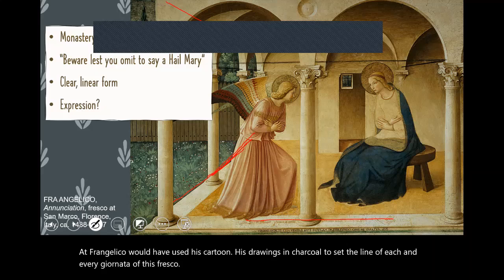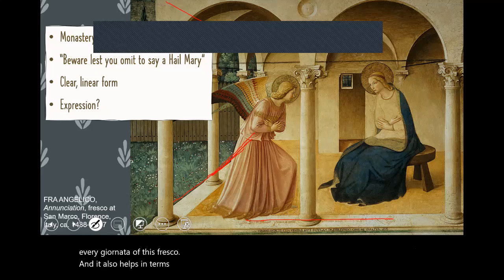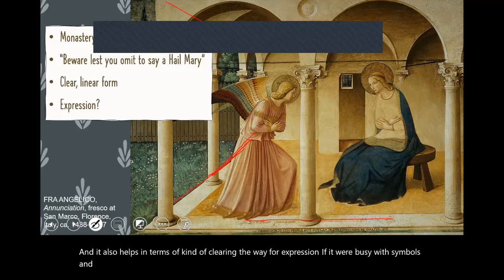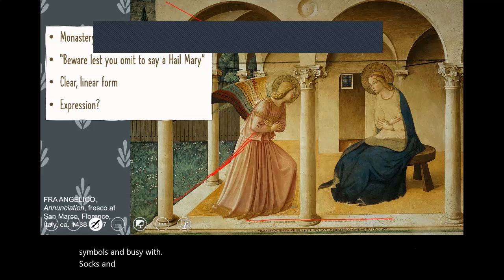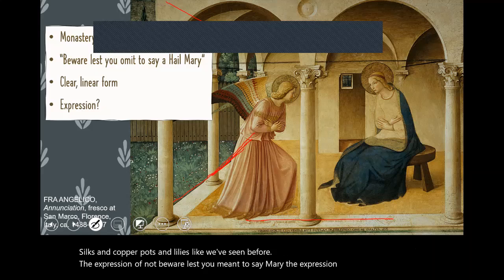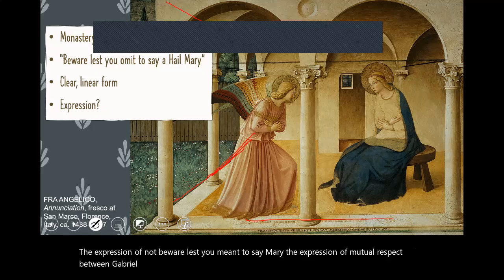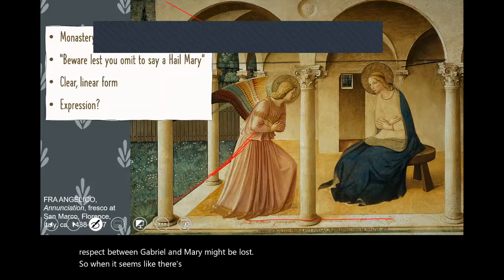And that also helps in terms of clearing the way for expression. If it were busy with symbols and busy with silks and copper pots and lilies like we've seen before, the expression of "beware lest you omit to say a Hail Mary," the expression of mutual respect between Gabriel and Mary might be lost. So when it seems like there's an absence of visual expression, that's when we need to look for something that is a bit more didactic or teaching.